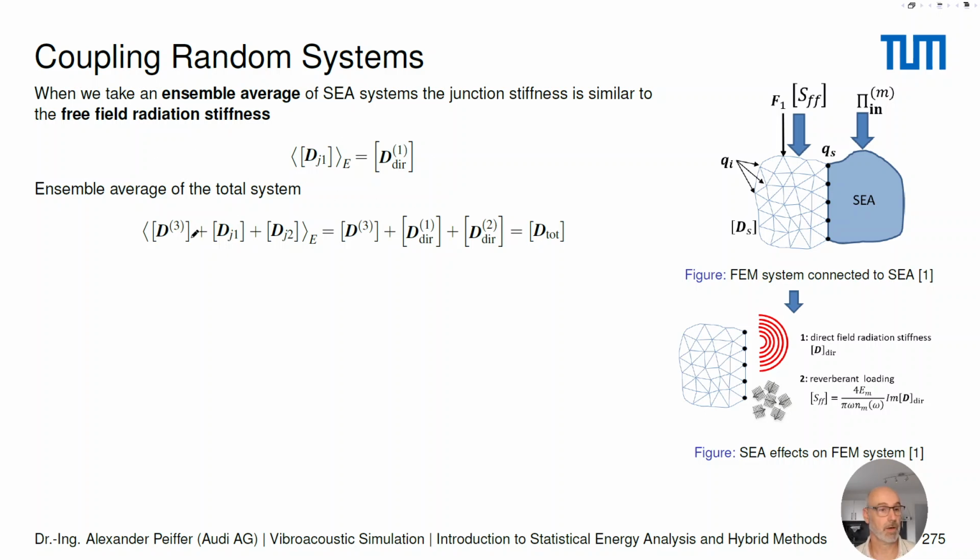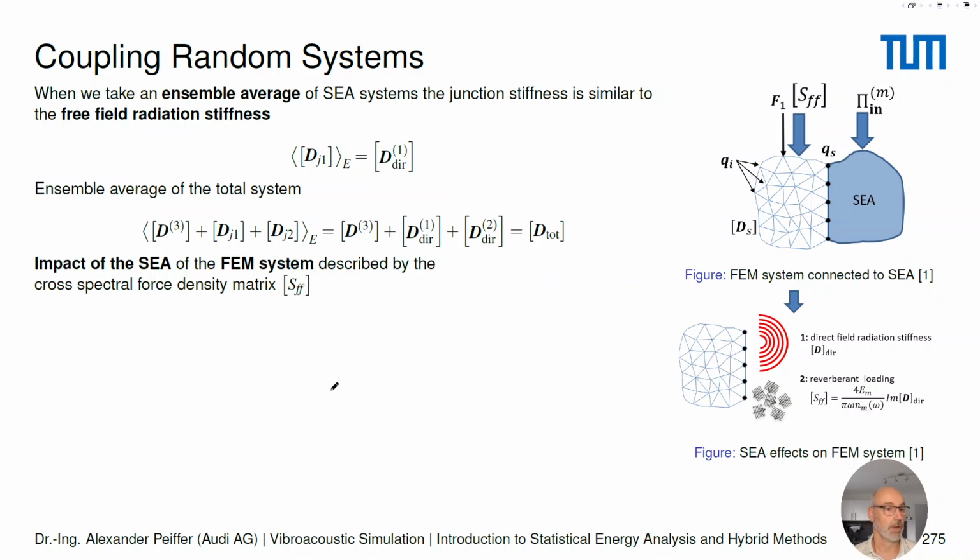That means if we ensemble average a complete system, so a stiffness matrix with two connected SEA subsystems, we would get exactly the formulation from the last slide. That will be the stiffness matrix of the deterministic system plus the two direct field radiation stiffness matrices. This is the total matrix. So in short, an FE subsystem connected to many SEA subsystems is like an FE subsystem connected to several free field matrices. Good. So now the other story is we know that in our random field we have a loading.